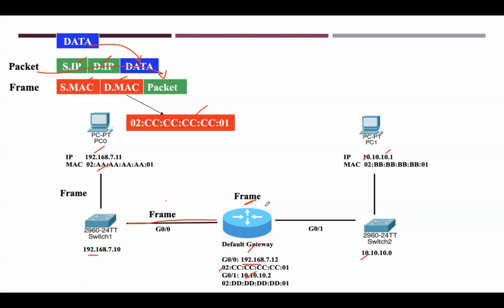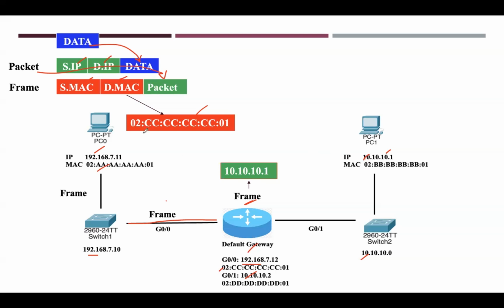So as this frame belongs to this default gateway, now it will open the packet. So where is the packet? The packet is placed inside this frame only, right? So it will open the frame and check the packet. In that packet, it will find the destination IP. So it will check the destination IP and find that this IP belongs to PC1, which is present in that network.